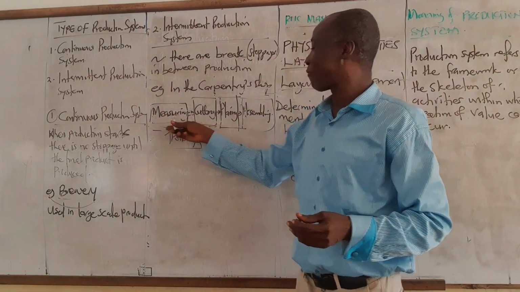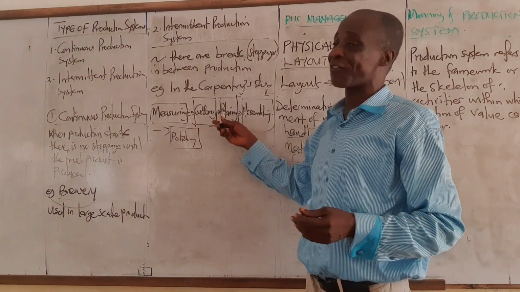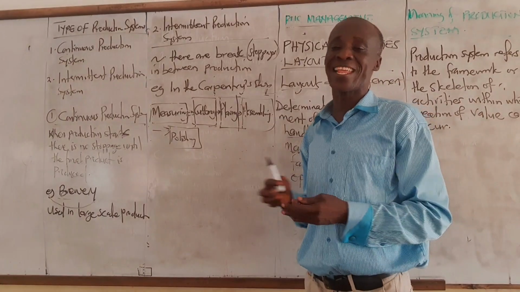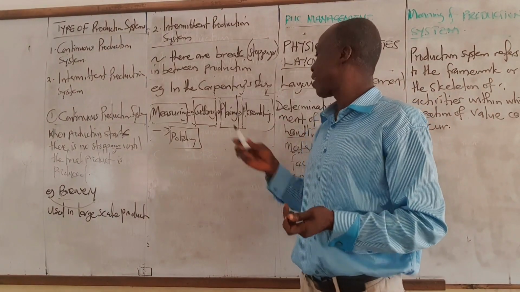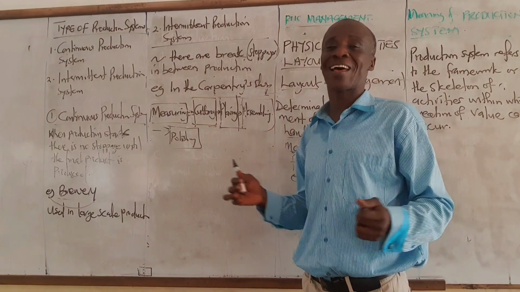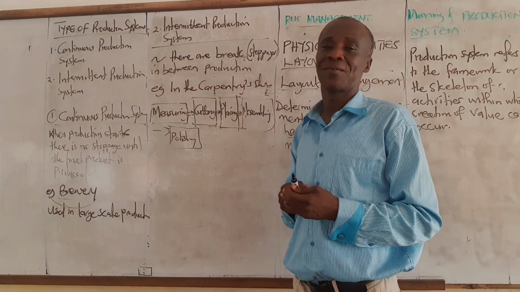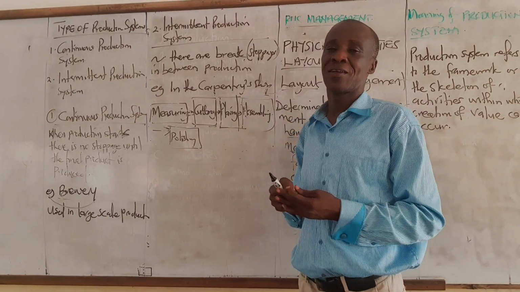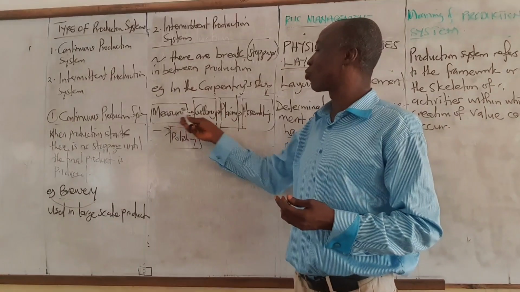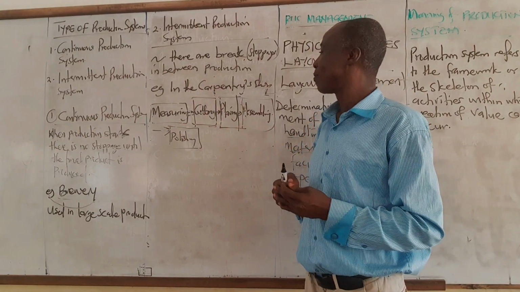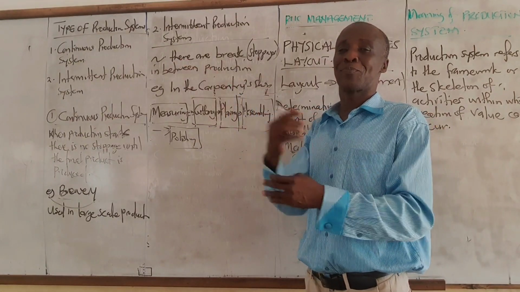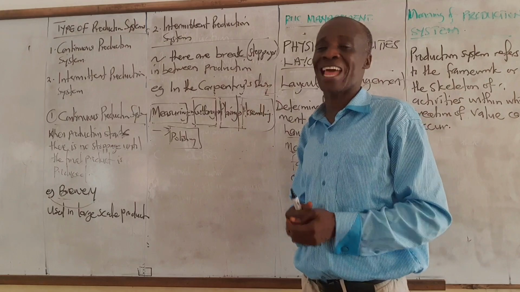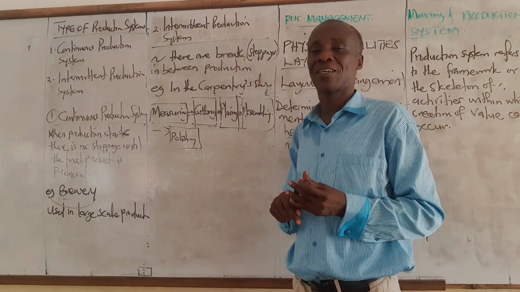So after measuring, there is cutting. After cutting, there will be planing. Then after planing, they can assemble. After assembling, then they can polish or spray. So this will be the intermittent production. There are breaks. That is the issue. There are breaks.